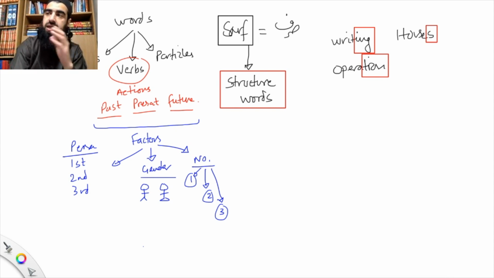But if I was to say Zaid is watching my YouTube channel, then Zaid is the third person, he is male, and he is one person.